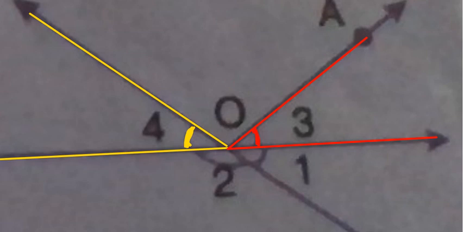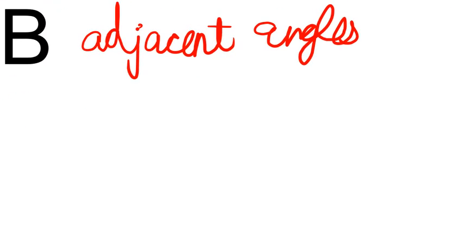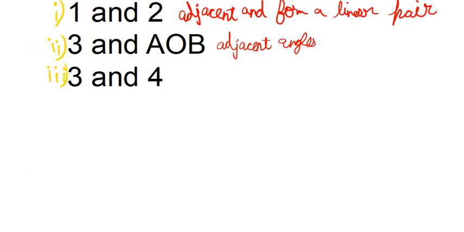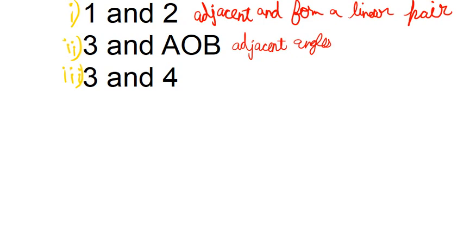And when they are not adjacent, they cannot even form a linear pair, because for two angles to form a linear pair, they have to be adjacent to each other. But here we can see that they are not adjacent to each other, so we can come up here. Alright, and again here also you can mention that they are not adjacent angles, right? Here, in 3 and 4, you can write not adjacent angles.